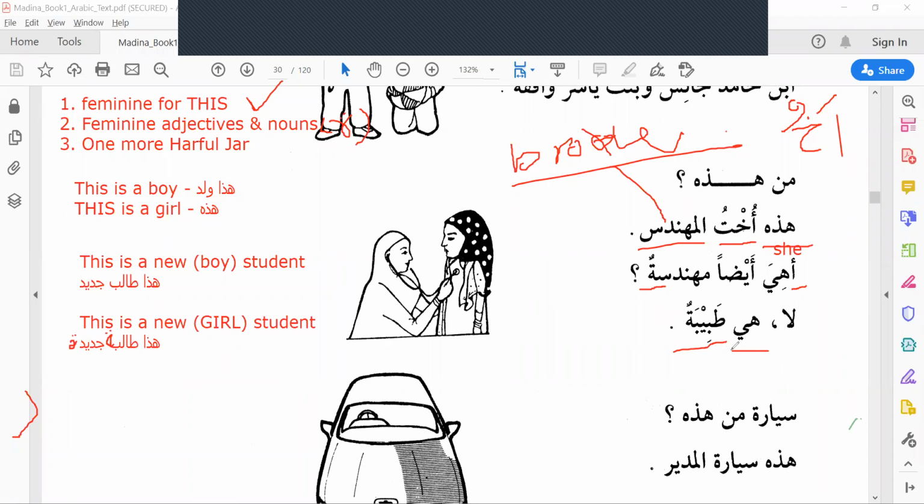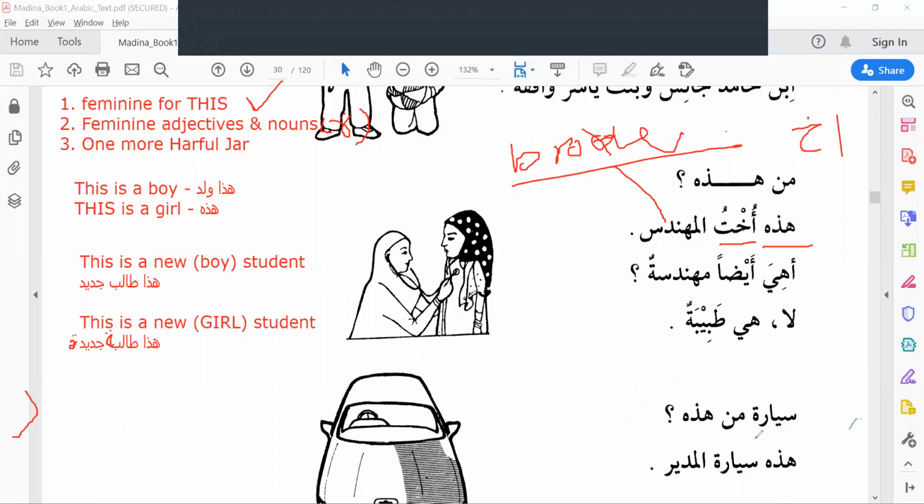Here, tabibatun, she is a doctor. No need to mention it as a female doctor, it just identifies. Tabibatun should be referring to a female, feminine. Tabibun should be referring to a masculine. But we don't need to write she is a female doctor. Is she also an engineer? La, no. Here, tabibatun, she is a doctor.